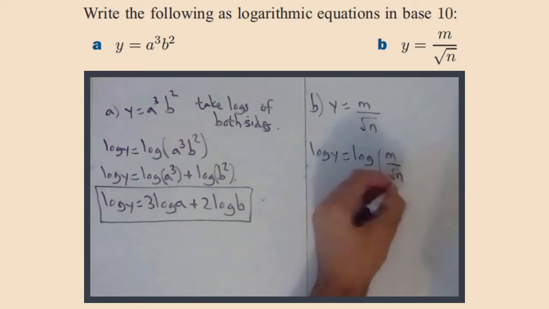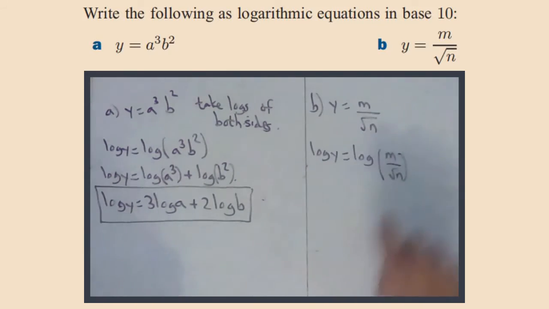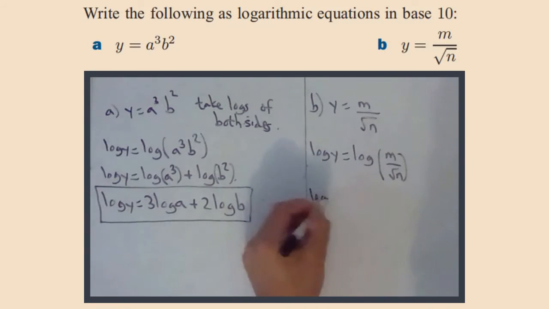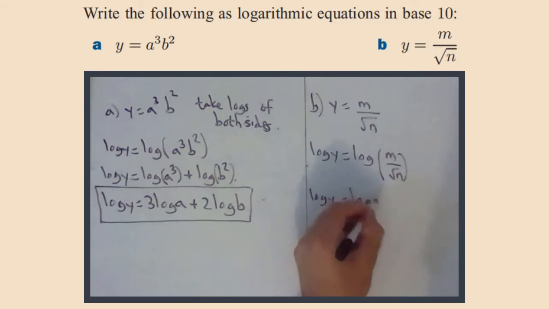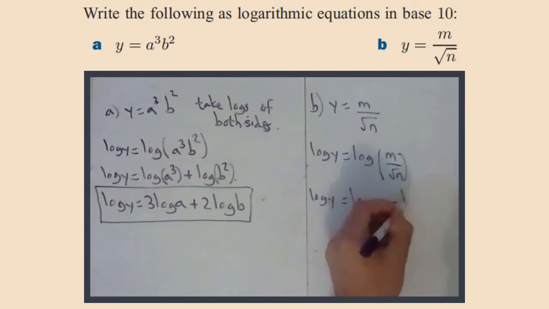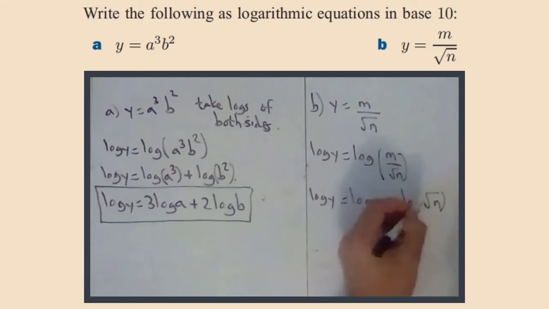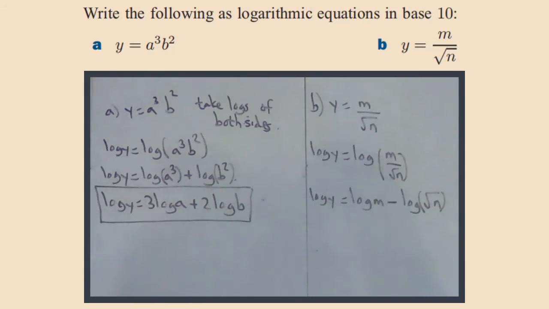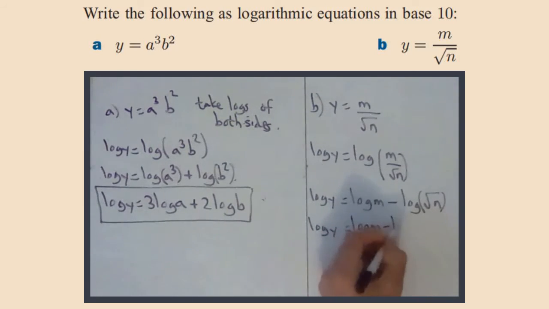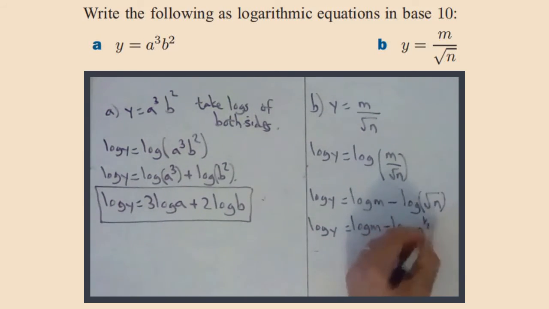m over root n. Now we have a quotient here, so we can use the second law. The log of the quotient is the difference of the logs. So this would now be log y equals log m minus log of the square root of n. Nearly finished, but I just want to get rid of that power, so I need to recognize now that root n means n to the power of a half. So log y equals log m minus log n to the half.